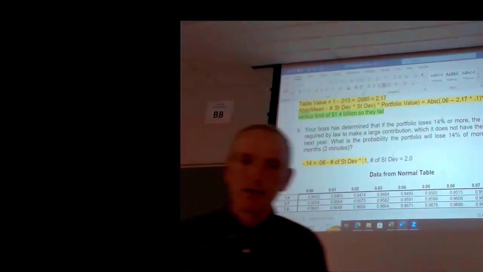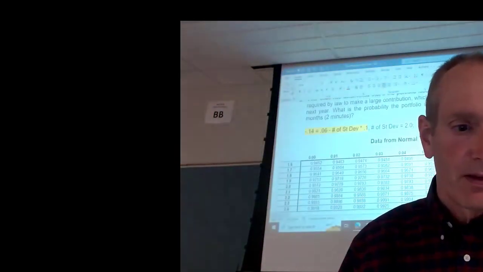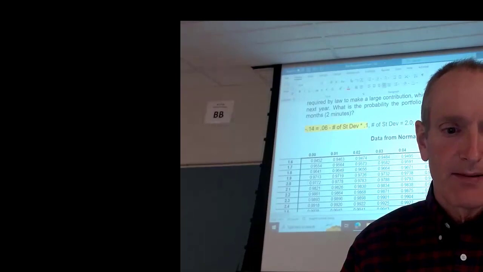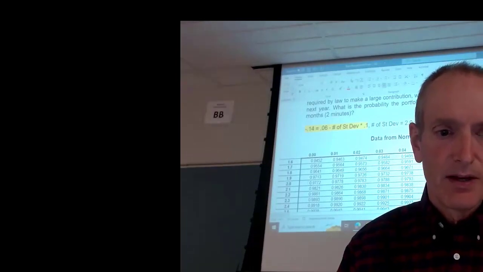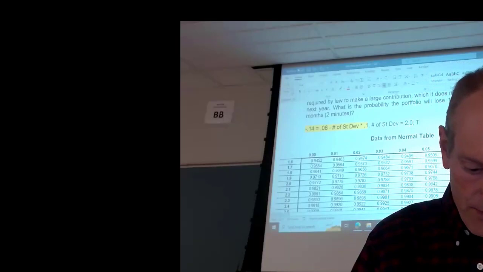You should have done some of this in your stats class. So here the number of standard deviations is probably what, 2 or something? Because 14% negative minus 6, you move the 6 over, that gives you negative 20. Negative 20 equals negative standard deviations times 0.1. Divide both sides by negative 0.1, you get 2. So what's the probability of 2? So 2 is at, I'll see that, 0.9772.